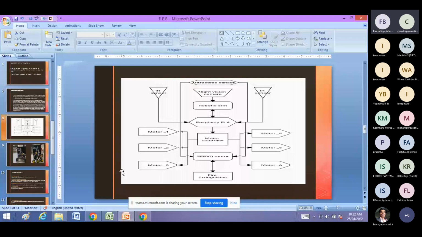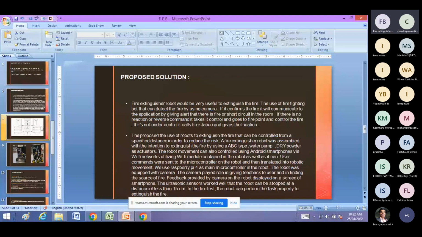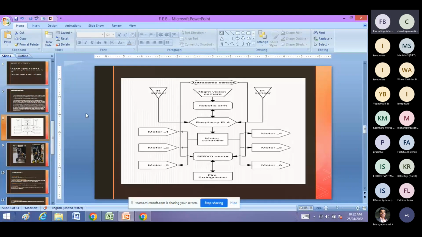So let us consider a particular place, a server room. If any fire occurs in the room, then this bot moves to the place by using the direction or path given and puts out the fire by using different gases exhausted by the bot. In this way, the fire extinguisher machine is used in server rooms where no one will be available to monitor the room. Thank you.